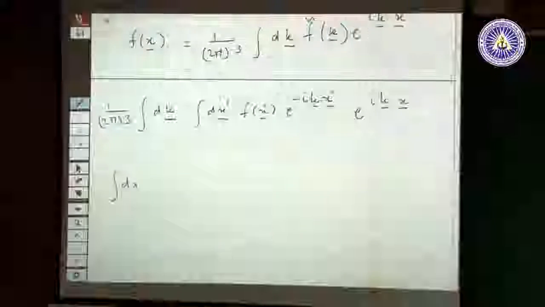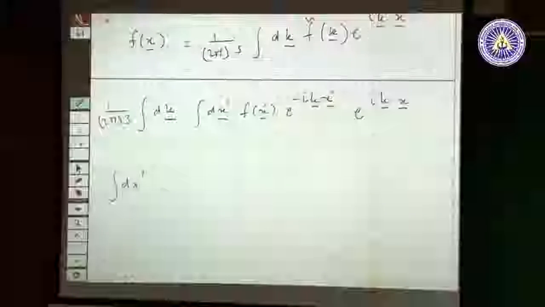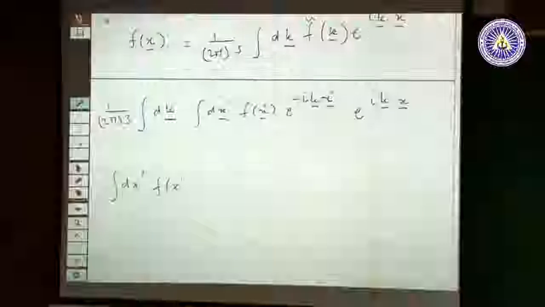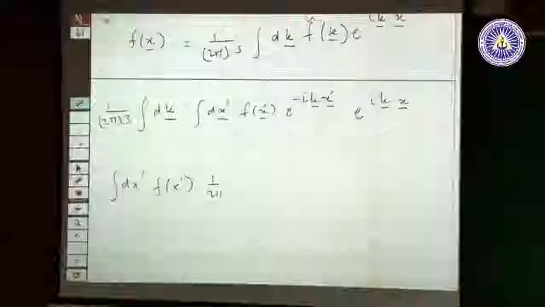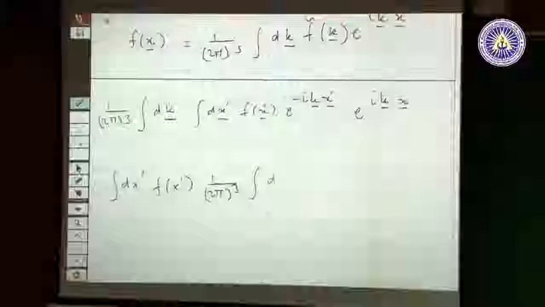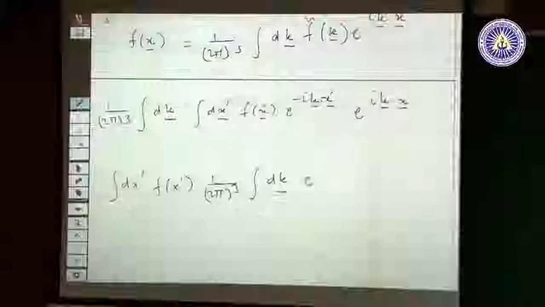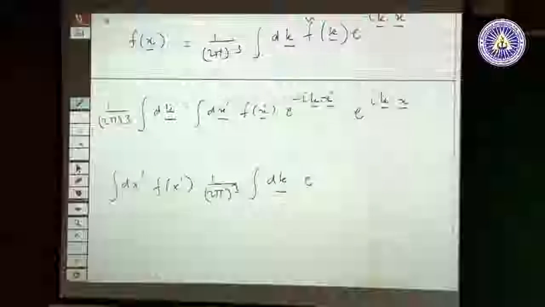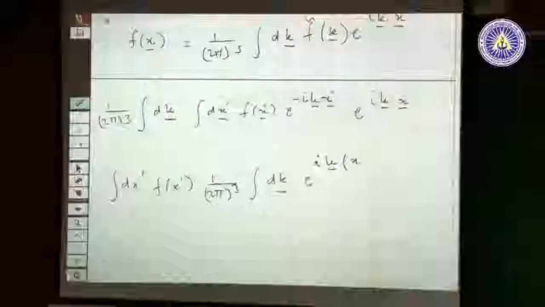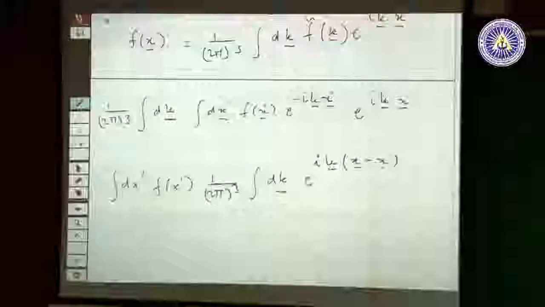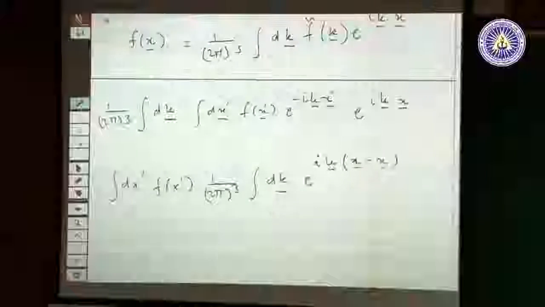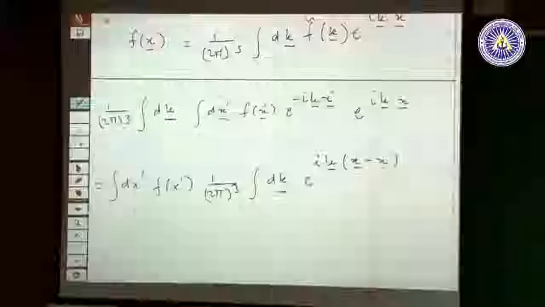So I would call this integral dx' of, we can bring f(x') out, 1 over (2π)^3, and now do the dk one, and if I combine the two exponentials I will get integral e^(ik·(x - x')). Have I got everything there? I have just regrouped it and rearranged the integral.